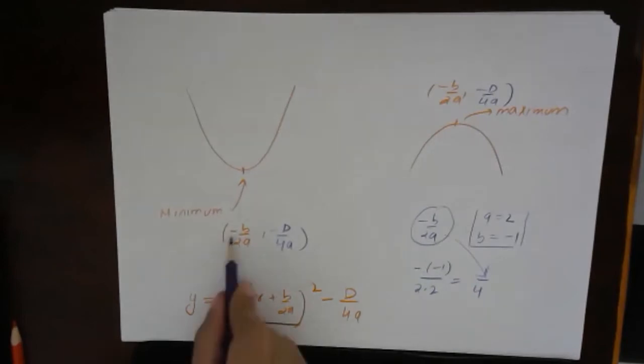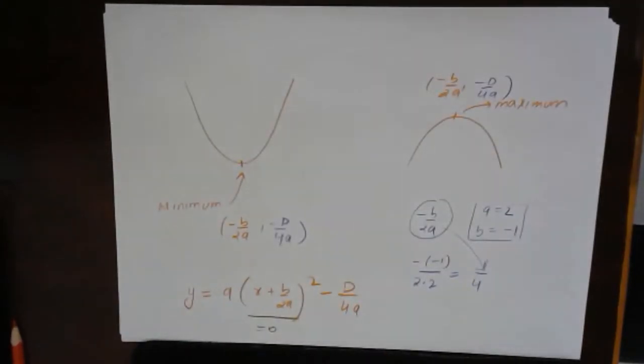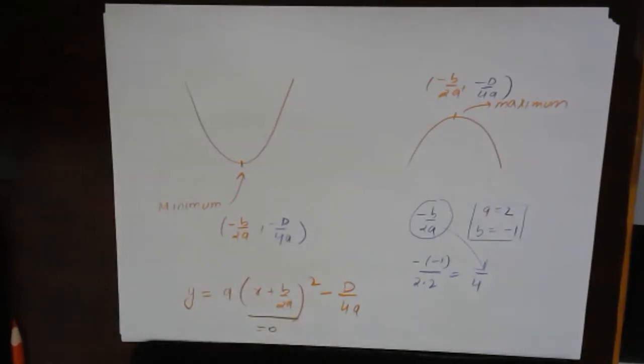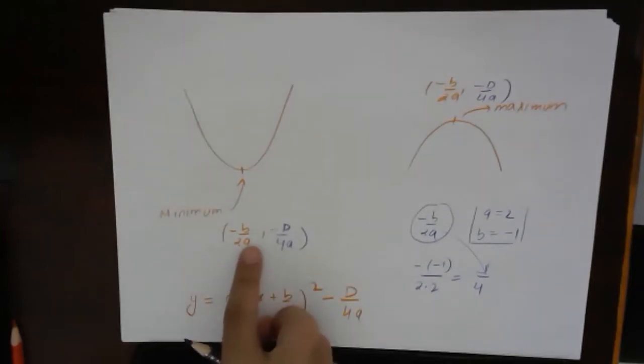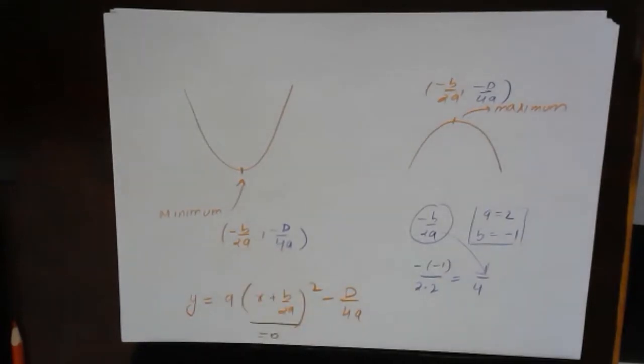Understood? So this minus here and here does not mean that it is negative. Depending on the signs of a, b and d combined, we will get the overall sign of this. So minus b by 2a can be negative as well as positive. Minus D by 4a can be negative as well as positive.